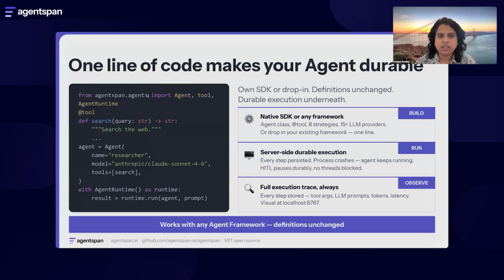So what does fixing this look like? It's literally just one line of code. You wrap your existing agent in agent runtime and everything changes under the hood. Your agent definition doesn't change. Your tools don't change and your prompts don't change.